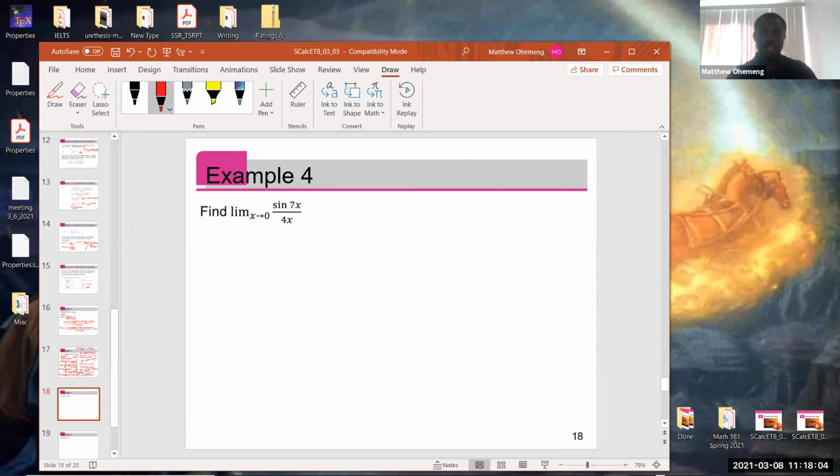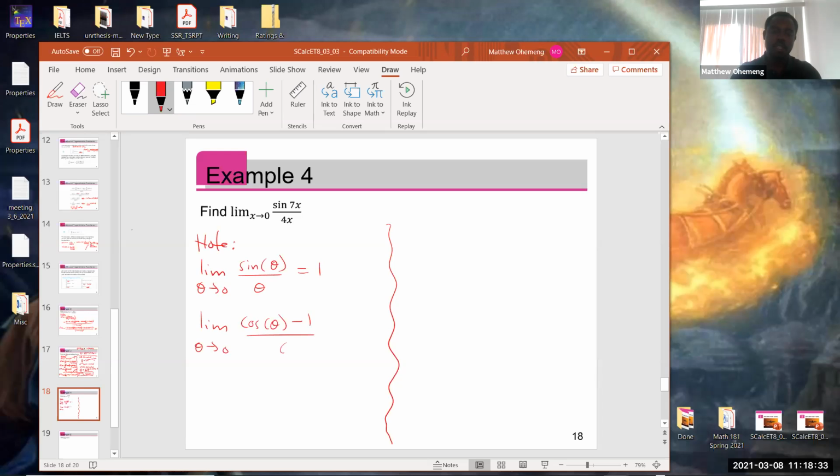Okay, now let's come here. When we started to find the proofs for the derivative of sine and cosine, I told you that 2 very important limits come into play, right? So I told you to note these 2 limits. The limit as theta approaches 0 of sine of theta over theta equals 1. And the limit as theta approaches 0 of cosine of theta minus 1 all over theta equals 0. These are 2 important limits you have to know going into the second exam, right?